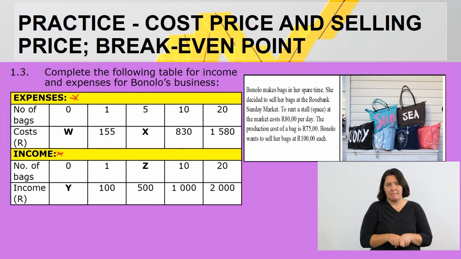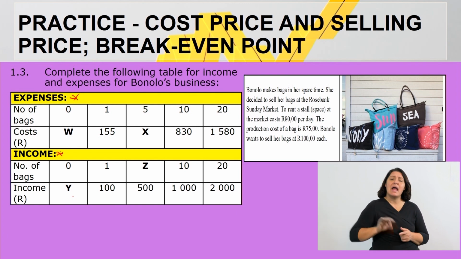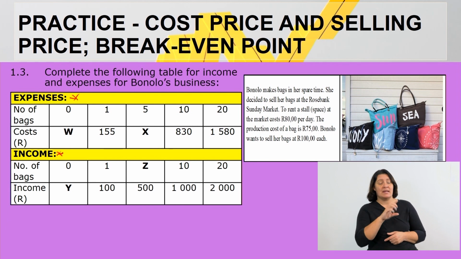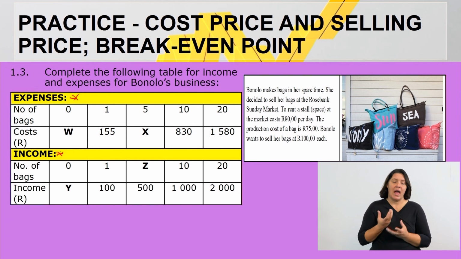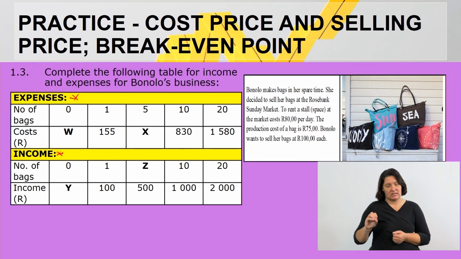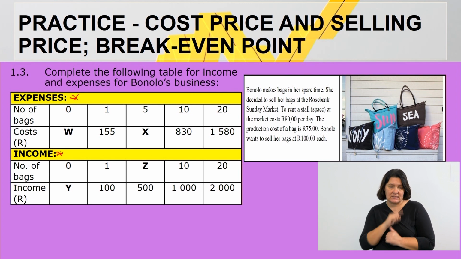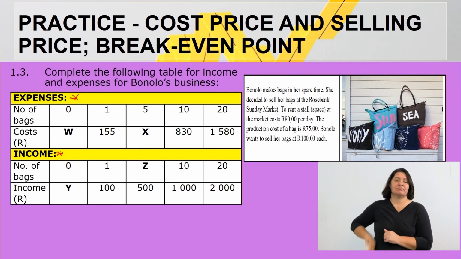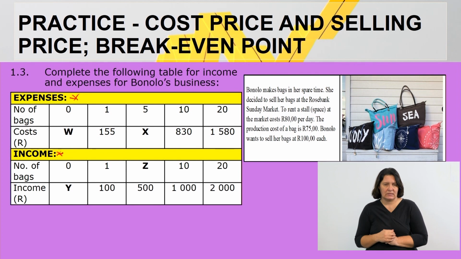Again, same. I label it as number of bags. If there's 0 bags, what will the income be? 1 bag, obviously it will be 100 Rand because the selling price is 100 Rand. Then we want to know what the number of bags will be in order for her to have an income of 500 Rand. And then we are saying if she sells 10 bags, she'll have an income of 1,000 Rand. 20 bags, an income of 2,000 Rand. That's just to give you an idea of what the table is all about. Now let's quickly see what we need to answer.